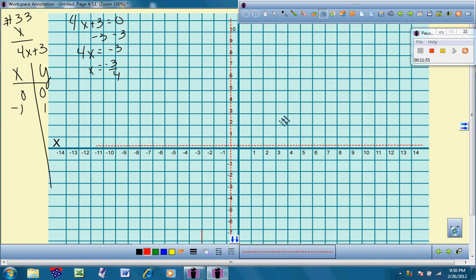You can use the table feature in your calculator, and then we can go ahead and plot. So we have 0, 0, and we have negative 1 and 1, which is up here. Alright, these 2 points are reflections of each other. And then just choose a couple of other points, plug them into your equation.